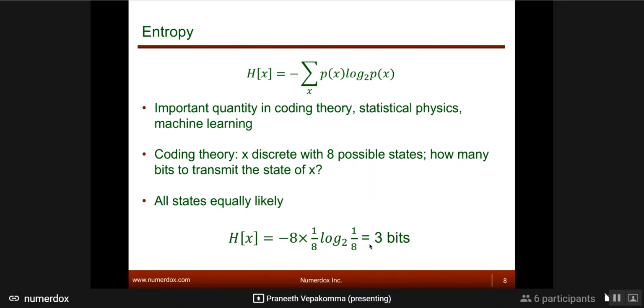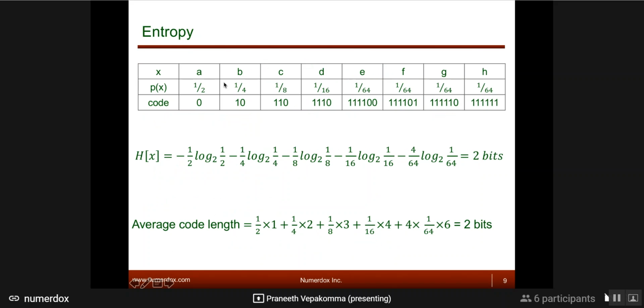Okay, so basically, although you have 8 states, if I give you the information from a probability standpoint that all 8 states are equally likely, all you would need is 3 bits. Let's calculate it a little carefully. So let's do it again.